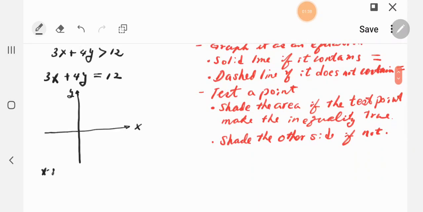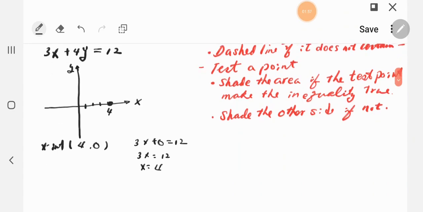Let's find the x-intercept. For the x-intercept, set the y value equal to 0. So if y equals 0, then 3x plus 0 equals 12. So 3x equals 12, and then x equals 4. So we found the x-intercept. The x-intercept is (4, 0). So 1, 2, 3, 4, 0. This is the x-intercept.